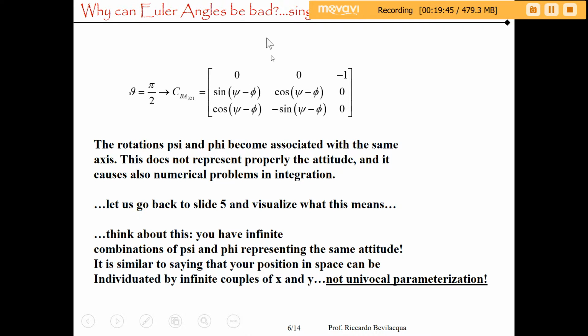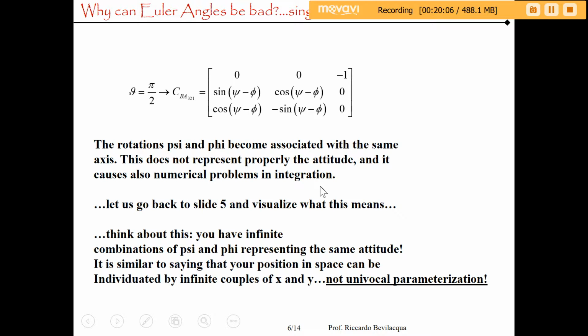In other words, mathematically speaking, if the second rotation is 90 degrees, this is your DCM with Euler angles. See, psi and phi appear here. So as long as the difference is the same, you can choose any combination of these two. You're going to get the same matrix. So they become associated with the same axis, these two rotations, and these do not represent properly the attitude.